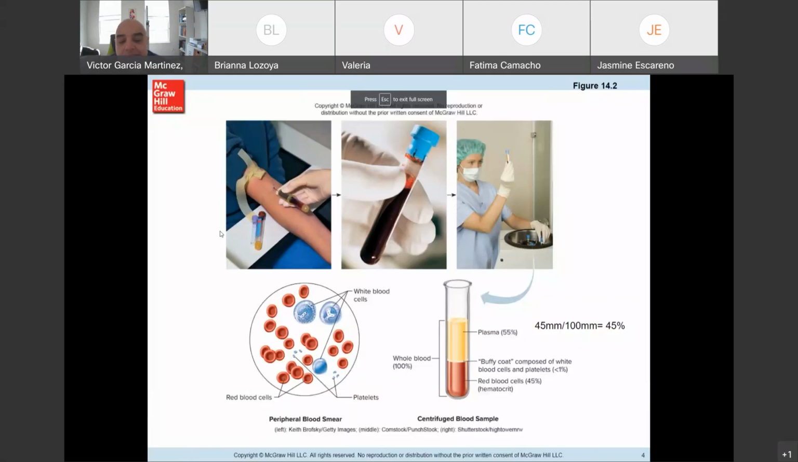Then we have these four elements. This is the representation of the human blood smear. We have red blood cells, which again are the most abundant ones. Then we have these cytoplasmic pieces of cells. They are small fragments of a cell called a megakaryocyte. And these are white blood cells.